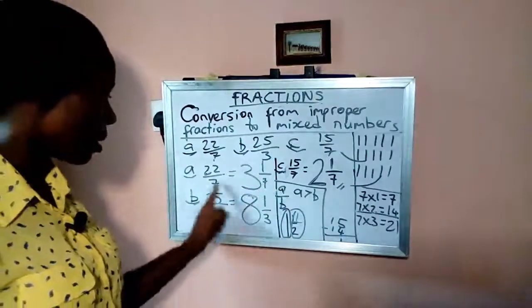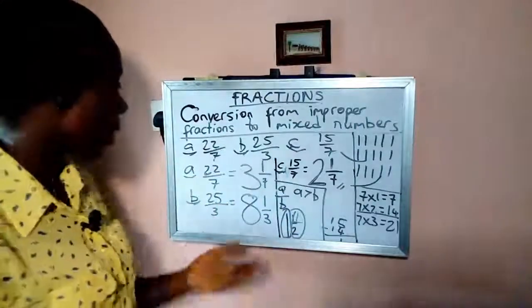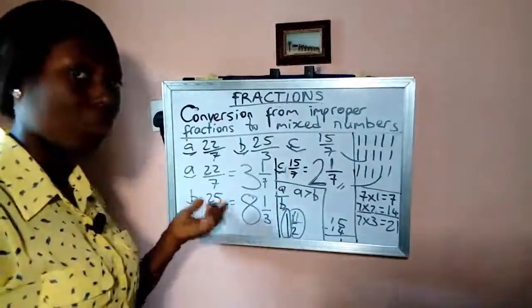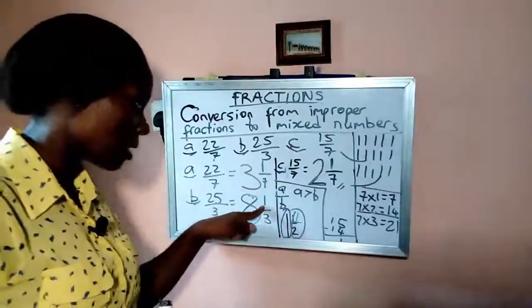Okay, we went on to see 25 over 3. Again, we counted out and we got 8 3s from 25. Our remainder was 1. So that's how we had this.